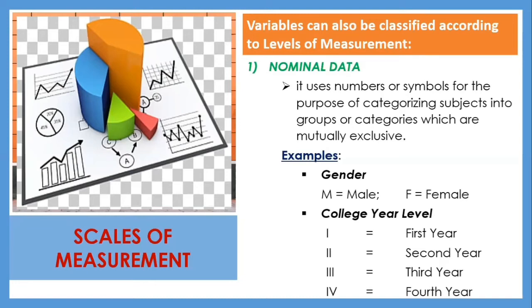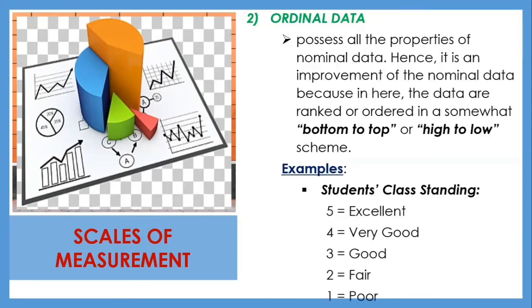If we say nominal data, it uses numbers or symbols for the purpose of categorizing subjects into groups or categories which are mutually exclusive. And again, the keywords that we should always remember if we talk about nominal data, that would be first, to name, and second, to label. Okay, examples are gender and college year level.